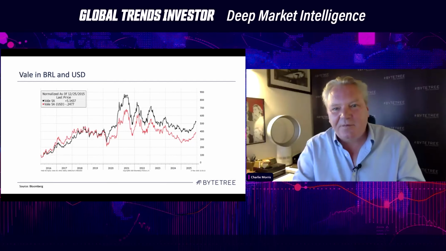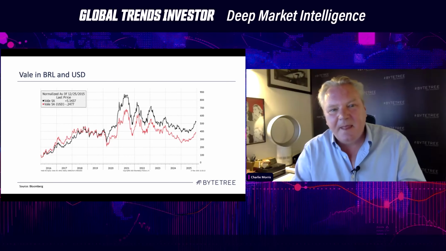So we're going to kick off with the example of Vale. You've basically got a Brazilian stock, a big mining giant down there. The local share price in reais is shown in black. Now, the real has fallen by 20% over the last decade against the US dollar. So we show the dollar share price of Vale in red. And there's a big difference there.